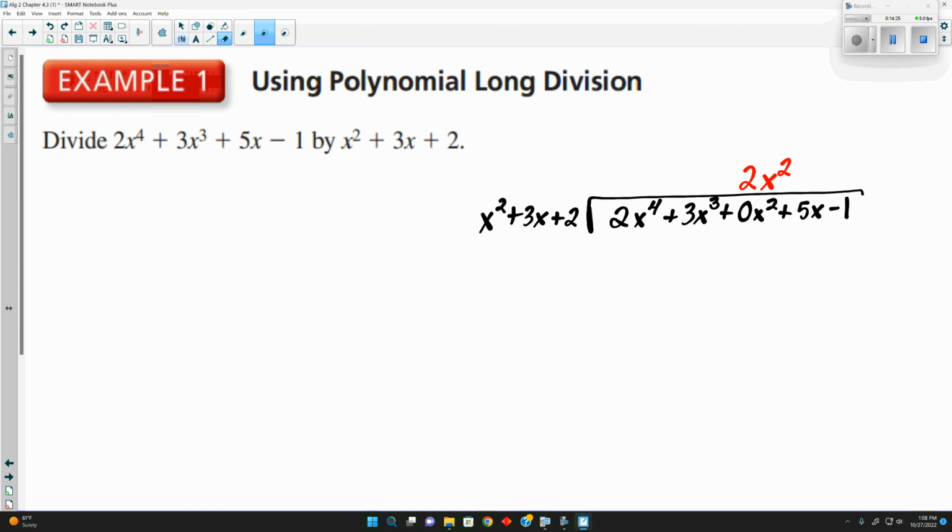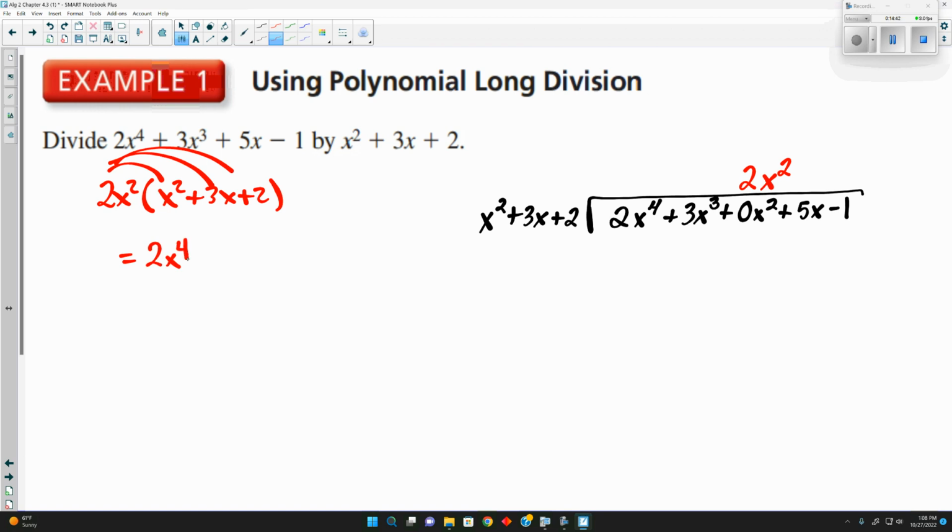Now we multiply. So we're going to say 2x squared times x squared plus 3x plus 2. And we'll distribute it out. 2x squared times x squared is 2x to the 4th. 2x squared times 3x is going to be plus 6x cubed. And 2x squared times 2 is going to be plus 4x squared.